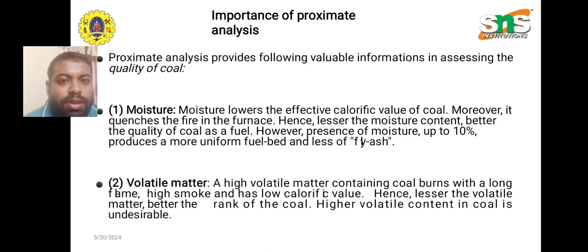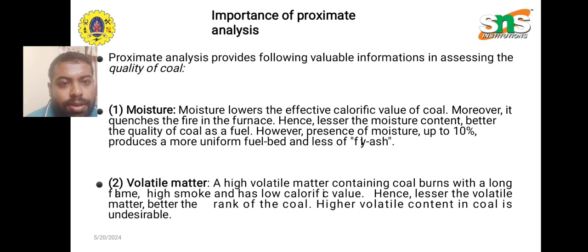Now, the importance of proximate analysis. It provides the following valuable information in assessing the quality of coal. First, moisture lowers the effective calorific value of coal. Moreover, it quenches the fire in the furnace. Hence, the lesser the moisture content, the better the quality of coal. However, presence of moisture up to 10% produces a more uniform fuel bed and less fly ash.